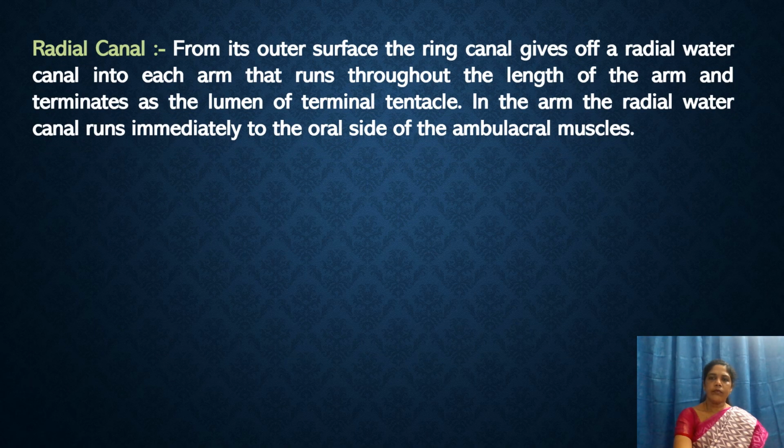Radial canal. From its outer surface, the ring canal gives off the radial water canal into each arm that runs throughout the length of the arm and terminates as the lumen of the terminal tentacle. In the arm, the radial water canal runs immediately to the oral side of the ambulacral muscles.